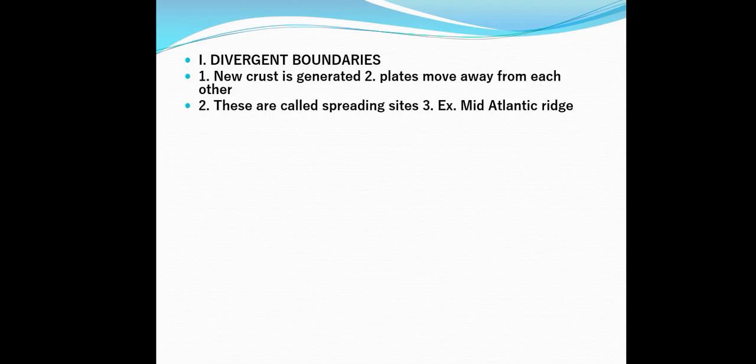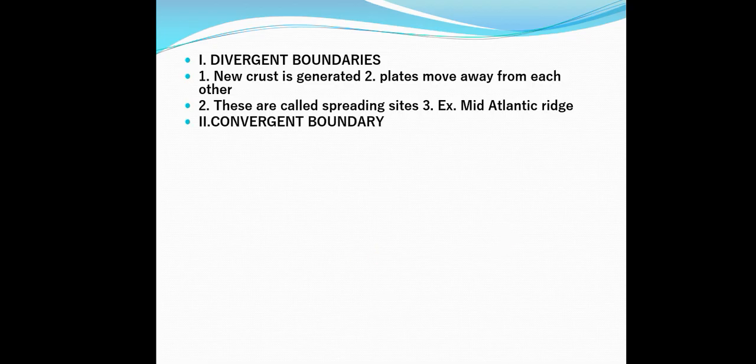Divergent boundaries. New crust is generated by the divergent movement of plates. Plates move away from each other. These are called spreading sides, for example the mid-Atlantic ridge.